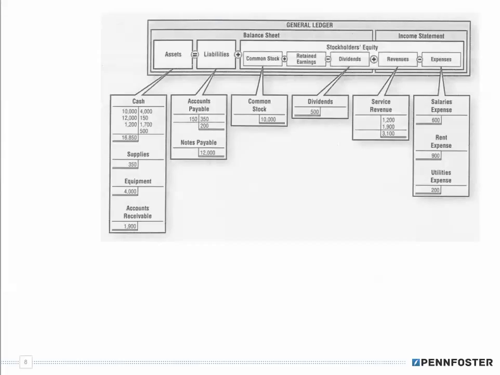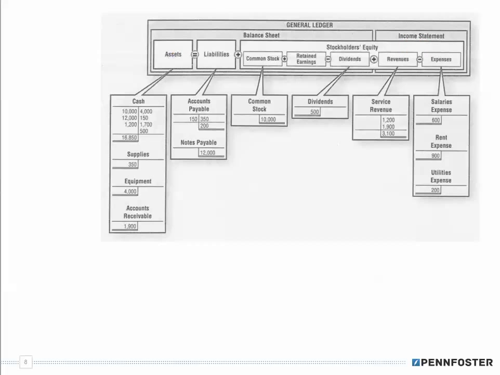We had finished off on this slide where we're showing our general ledger. Okay? And of course, our ledger accounts will show up on either the balance sheet or the income statement. Assets, liabilities, and stockholders' equity are on the balance sheet. Revenues and expenses are on the income statement.